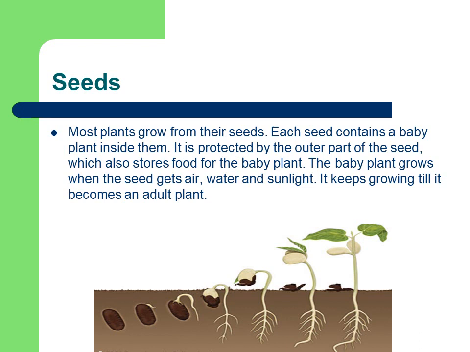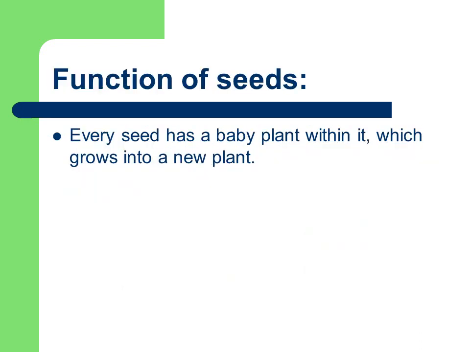Here in the diagram, can you see the seed? In the second diagram, the seed has started budding. Can you see? Then small roots are growing. Then the seed is coming out. A stem is growing and it grows into a big plant having stem, leaves and buds, and under the ground it has roots. So seed has grown into a new baby plant. What are the functions of seed? Every seed has a baby plant within it, which grows into a new plant.